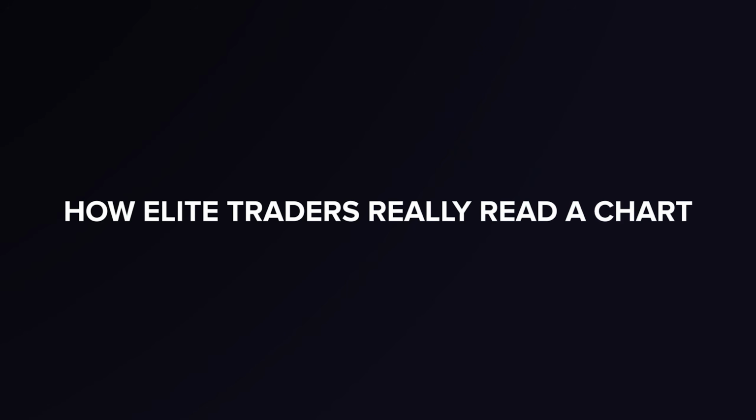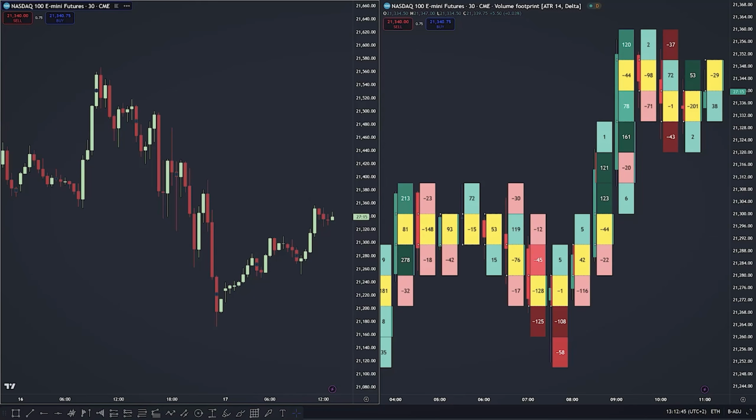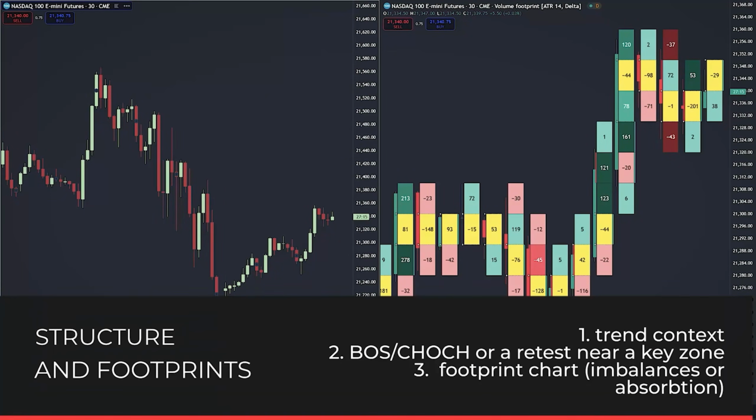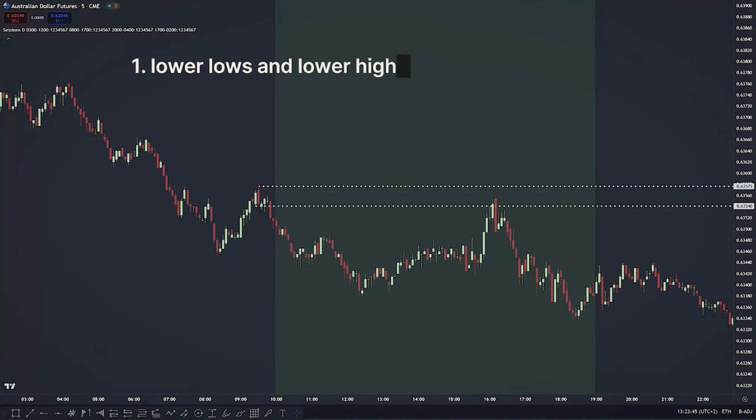The best day trading strategies unify structural and supply-demand logic with real-time price action cues. You don't want to rely on a single pattern or a single zone. Instead, try to piece together the trend context. Watch for a break of structure or a retest near a zone. Confirm on your footprint chart that buyers or sellers are stepping in. Then pull the trigger.